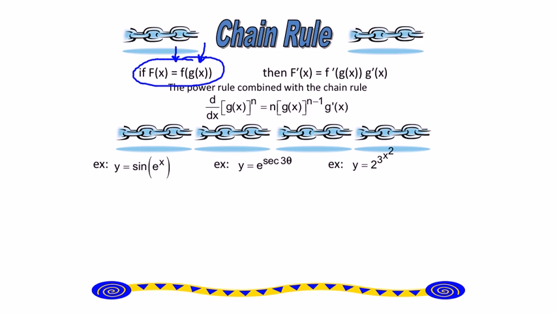So let's look at what the chain rule tells us. Basically, the chain rule tells us that what we do is we take the derivative of the outside function, copy and paste the inside function, and then multiply by the derivative of the inside function. That's the way the rule works. Again, it's taking the derivative of the outside function, copy paste the inside, and then multiply by the derivative of the inside. That's the rule.